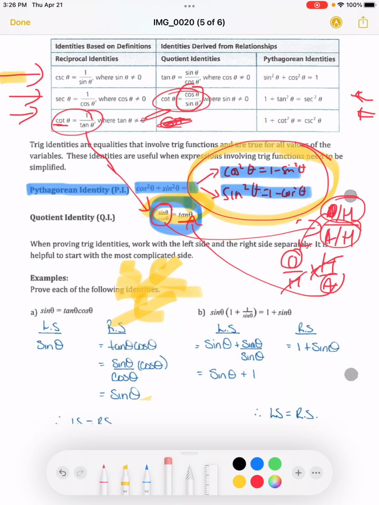You're left with that, and they cancel each other out. And you're left with sine theta, which is the left side, right side. I draw a happy face. Check mark. There we go.